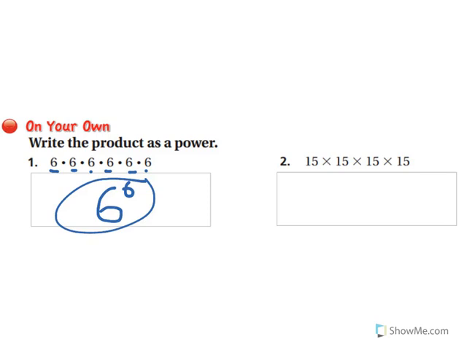That is our answer. For our next problem, we have 15, 15, 15. It's the 15 we see written over and over again, so that's our base. And it's written 1, 2, 3, 4 times, so it's 15 to the 4th power. Just like that. So hopefully that is what you came up with when you solved this. So let's move on and see how you do for our next concept.